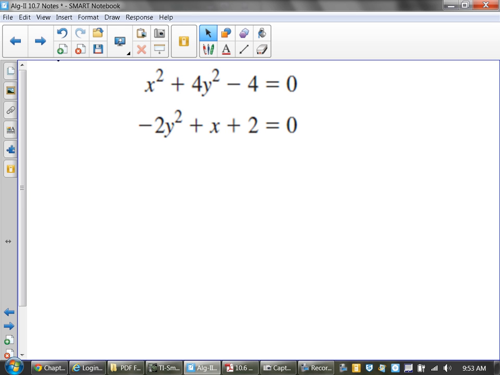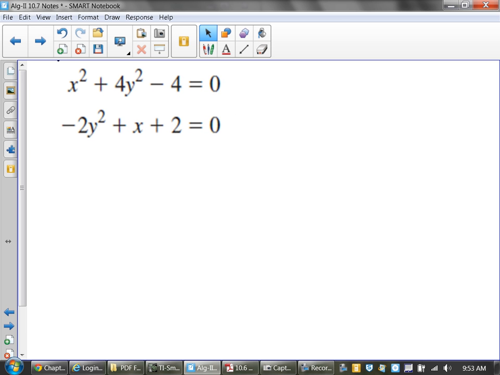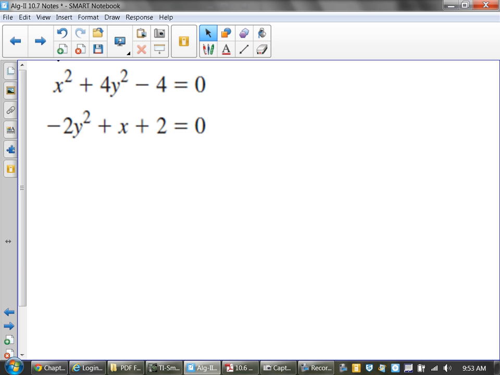Why do you need to do that? What I'm doing here is I'm going to use what's called elimination to get rid of the y-squared term. So I'm just going to write x squared plus 4y squared minus 4 is 0. I'm going to multiply this whole bottom equation by 2. I get negative 4y squared plus 4 plus 2x equals 0. And what I did there is just put things underneath each other.